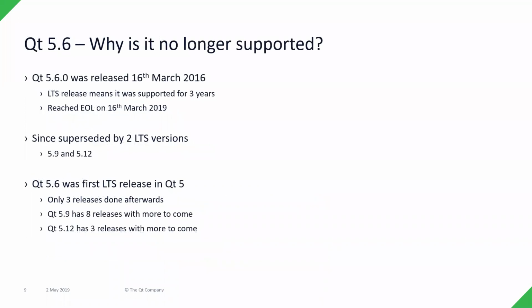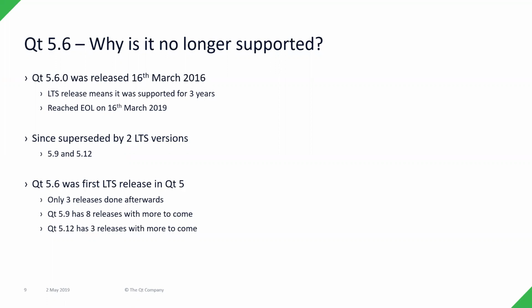Now, Qt 5.6 sunsets. As I said, this is one of the ones that reached end of life. Why is that the case now? Well, first of all, it was released on the 16th of March 2016. As it was an LTS release, it was supported for 3 years, and that meant it reached the end of life on the 16th of March 2019. It has also since been superseded by 2 LTS versions, both, as I mentioned before, 5.9 and 5.12.